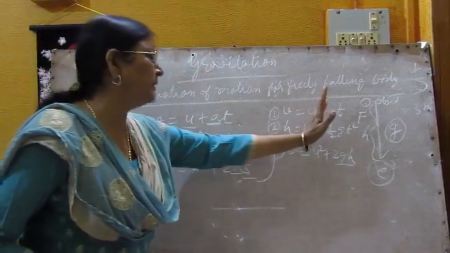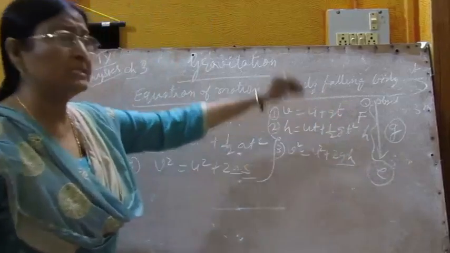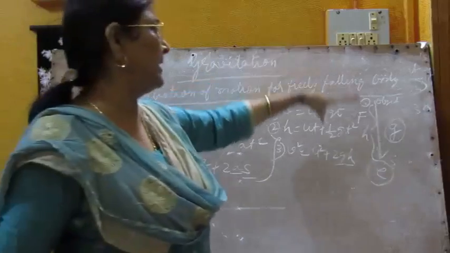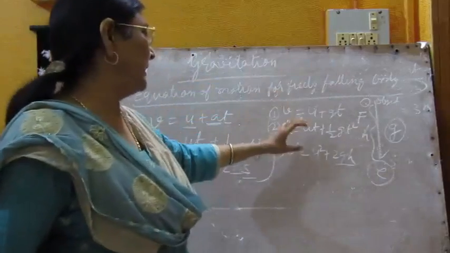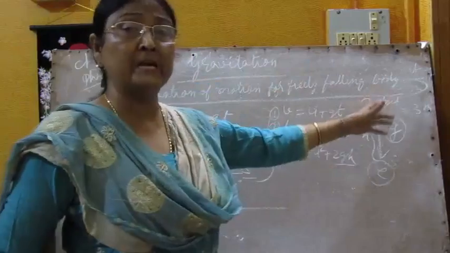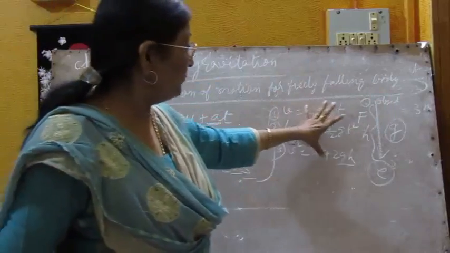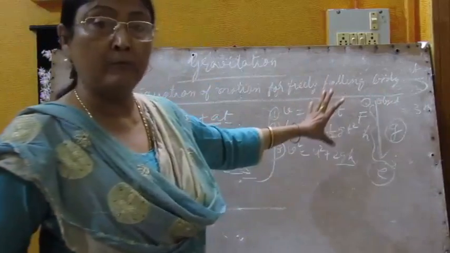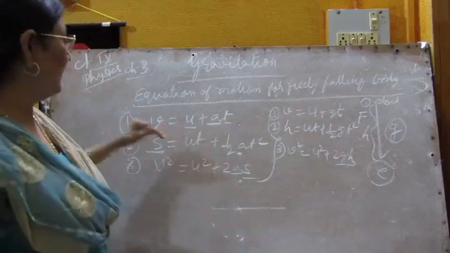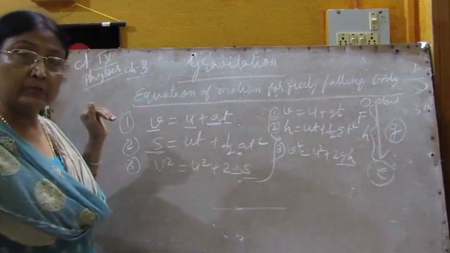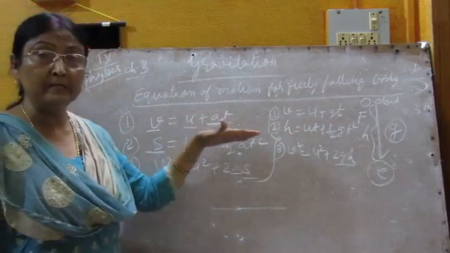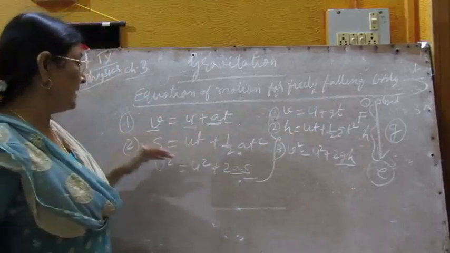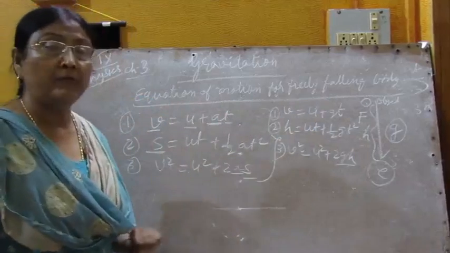In this way, if you get numerical problems where the object is falling from a height H, and the initial velocity, final velocity, and time are given, then you have to use these formulas. Not the earlier formulas. But when the object is moving in a horizontal plane, in a straight line, then you will use the earlier types of formula.